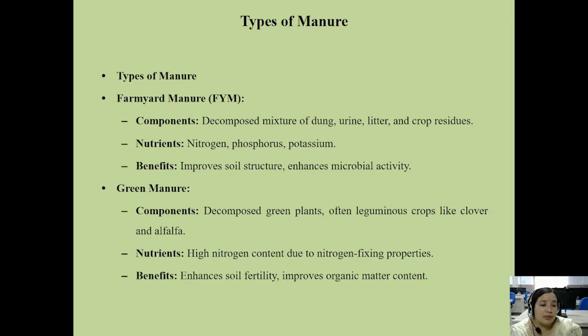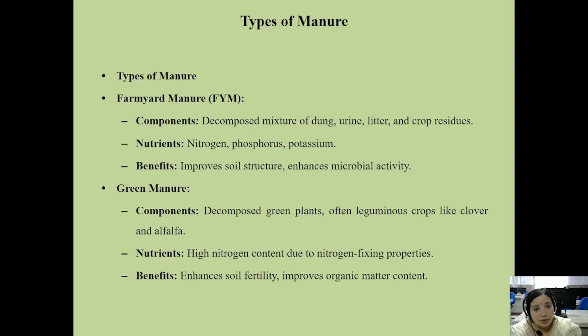Then green manure is here. Components are decomposed green plants, often leguminous crops like clover and alfalfa. Nutrients are high nitrogen content due to nitrogen fixing properties. Benefits are enhanced soil fertility and improved organic matter content. These are the benefits of green manure.